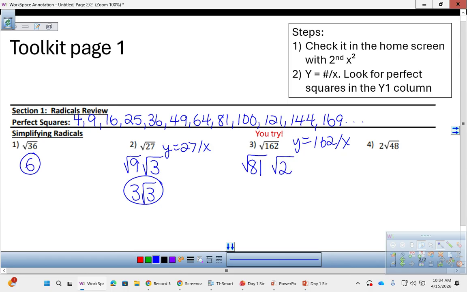So 81 and 2. And then the square root of 81 is 9. So my answer that I'm looking for here is 9 square root of 2.